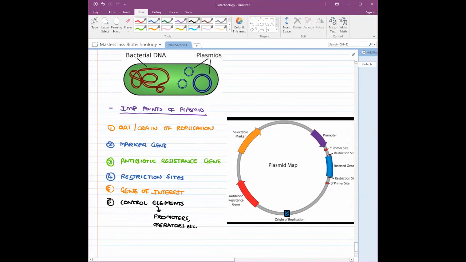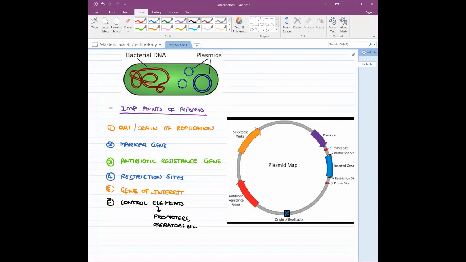What does this tell you? That yes, this plasmid can be reproduced, meaning copies of this can be produced again and again. Second thing, we are going to have antibiotic resistance gene, because you know what? When we are going to put it into your E. coli, let's say you have taken E. coli, you have put it into E. coli.